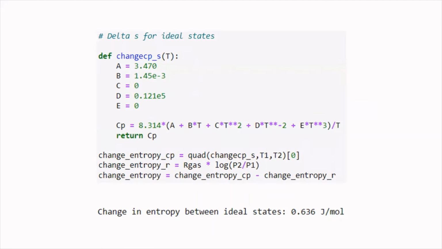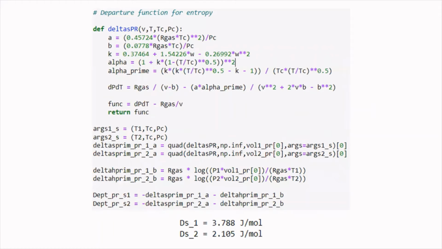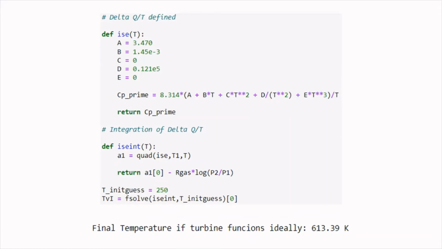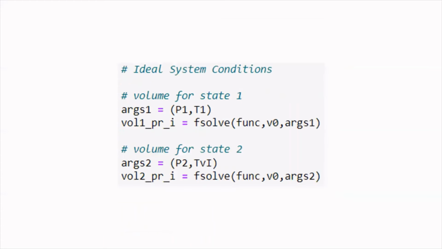We also do the same thing for entropy, calculating the entropy between ideal states and the departure function of entropy between ideal states. Once again, we add all three together to get the overall delta S of the system as negative 1 joules per mole. To find the isentropic final temperature, we assume the change in entropy between ideal states is 0. This code shows the calculations to find a new temperature based on that assumption. Our isentropic final temperature is 613 Kelvin.